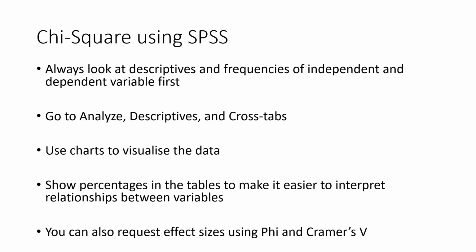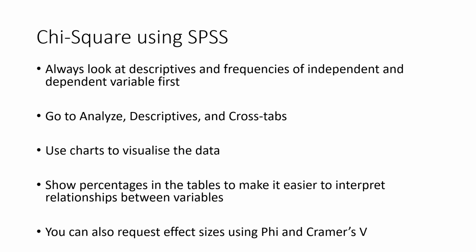So now that you've calculated a chi-square statistic by hand, the next thing you should do is experiment a little bit with chi-square on SPSS. And I've given you some key points here that you can rely on when you do your SPSS chi-square tests. So the first thing you want to do, similar to the previous tests that we've looked at in this course, is look at your descriptive statistics and the frequencies of the independent and dependent variables.